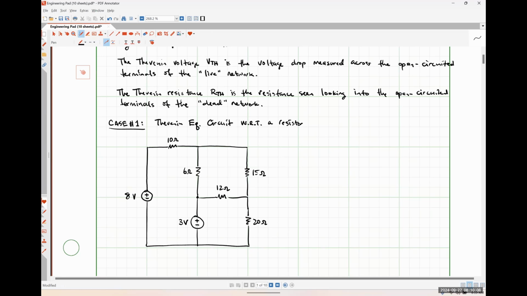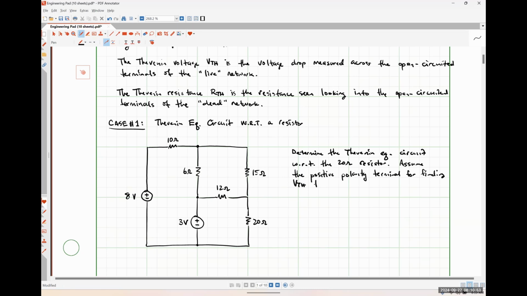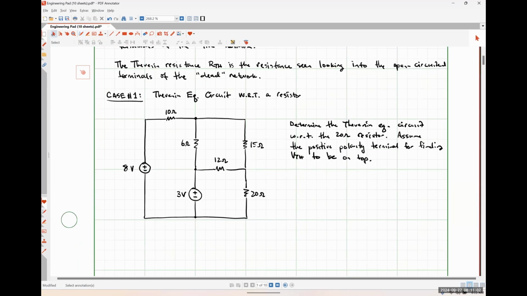And our ultimate goal in this case is going to be to determine the Thevenin equivalent circuit with respect to the 20 ohm resistor. And I'm going to tell us specifically here, assume the positive polarity terminal for finding VTH to be on top. Okay. So just so I don't have to redraw this thing, I'm going to make a copy of it really quickly here.